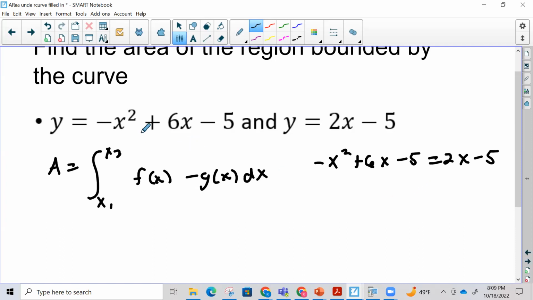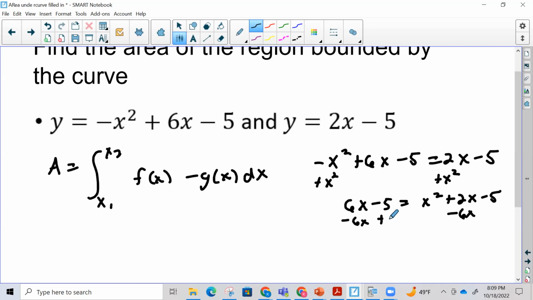So what you do to find the bounds is you set the two curves in terms of x equal to each other, and then you solve this. Because I have an x squared and x, we're going to move everything to one side and factor. And again, if it's a negative x squared, it's easiest if you move that to the other side. Then you don't have to factor with a negative first term. And this is x squared plus 2x minus 5 because I have no like terms. I'm going to move the 6x over to the other side by subtracting it, and move the minus 5 to the other side by adding it. This gives me 0 equals x squared minus 4x. And the 5's add to 0, so they cancel.